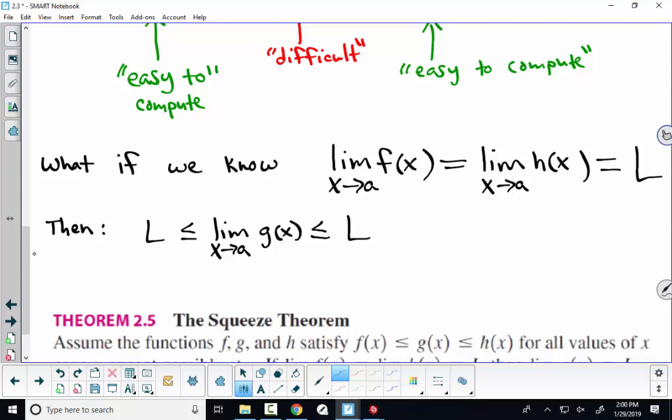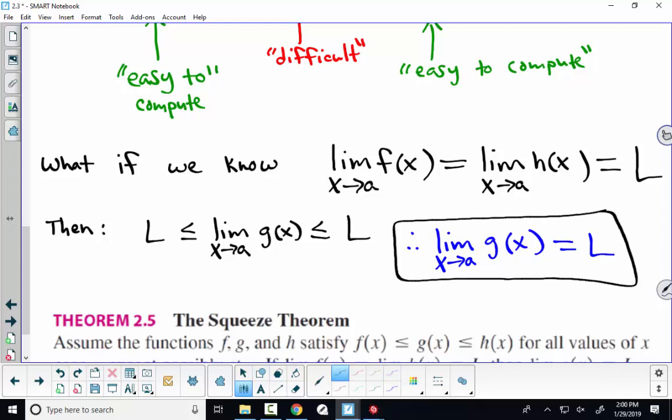So those limits were easy to compute. We computed them to be some number, capital L. Then what's our conclusion about the limit as x approaches a on g of x? It has to equal L, right? So this number is less than or equal to L, but it's also greater than or equal to L. Therefore, the limit as x approaches a on g of x must also equal L. And that's basically what the squeeze or sandwich theorem is telling us.